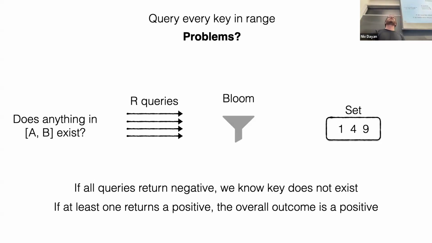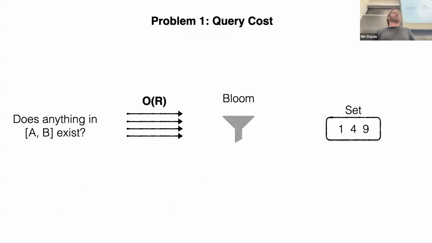Correct. Yeah, so the false positive rate is going to go up as well because we have to issue a lot more queries. And the chance that at least one of these queries returns a positive is pretty high if you're issuing quite a lot of queries. Okay, so let's actually look at those overheads in a bit more detail. So our query cost is now going to be proportional to R, the range size. Not ideal, especially if there's a large range.